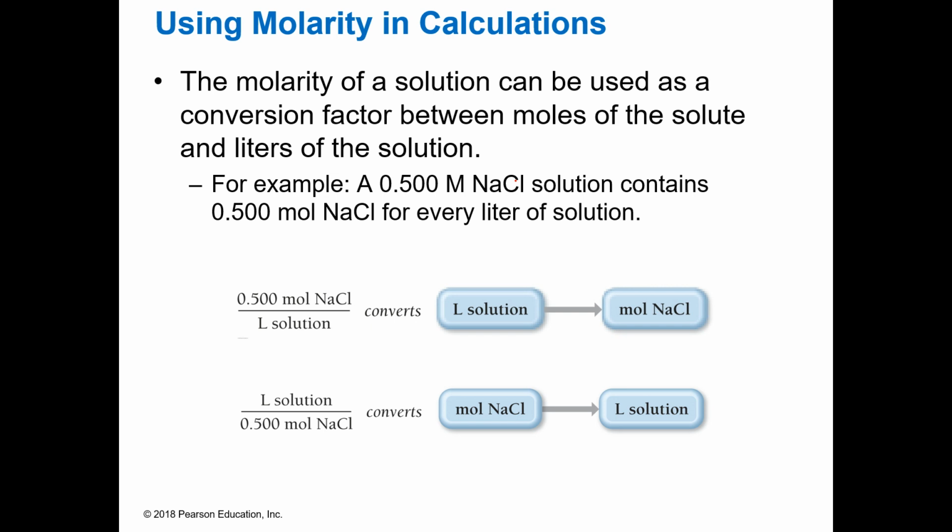Here, if we know the molarity of something, we can set it up into a conversion factor. So if we have a solution that's 0.5 molar sodium chloride, that means we have 0.5 moles of sodium chloride per liter of solution. You can take that and put it in fraction form. That allows us to convert between liters and moles. You can flip it. If you want to find moles, it's going to be like this. If you want to find liters, it's going to be like this. But that ratio will be maintained.